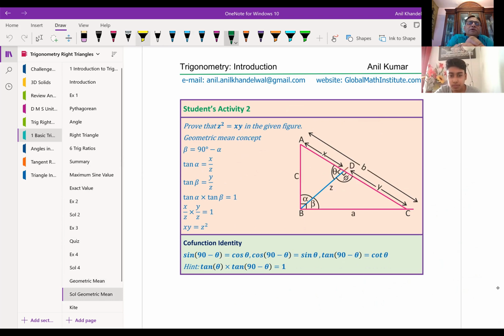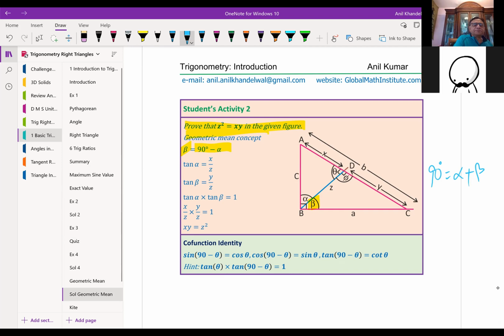So we wanted to prove in this particular case that z squared is xy. That is also called the geometric mean concept. We know that angle beta is equal to 90 minus alpha, right? Because that is the right angle, and the other angle is alpha. So we just broke 90 into alpha plus beta, right? So we wrote 90 degrees as equal to alpha plus beta, so beta is 90 minus alpha.